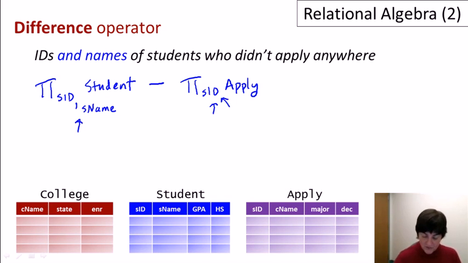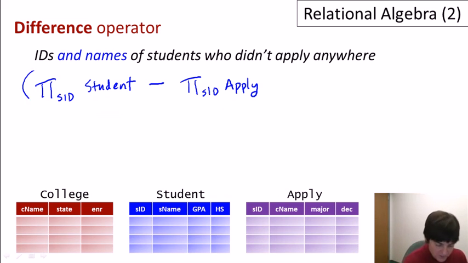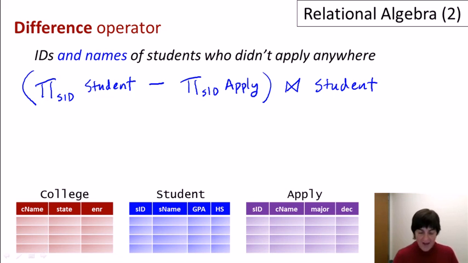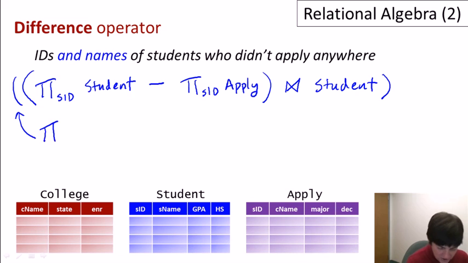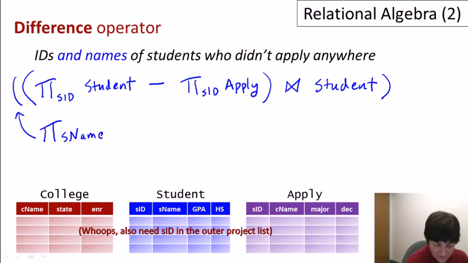So there is a nice trick, however, that's going to do what we want. Let me erase these here. What we're going to do is take this whole expression here, which gives us the student IDs who didn't apply anywhere, and watch this, pretty clever. We're going to do a natural join with the student relation. And now that's called a join back. So we've taken a certain select set of IDs, and we've joined them back to the student relation. That's going to give us a schema that's the student relation itself. And then we're just going to add to that a projection of the student name, and that will give us our desired answer.